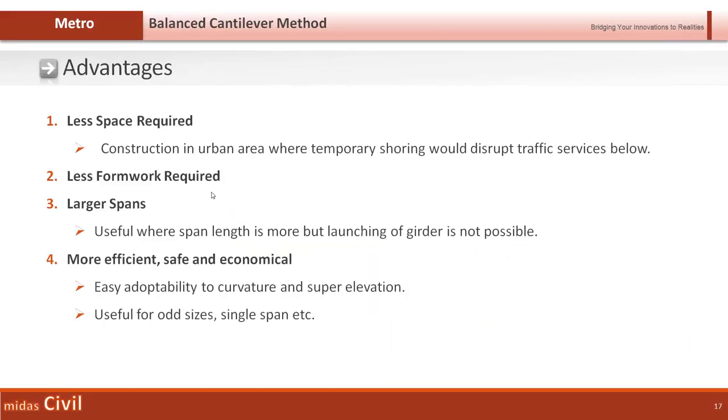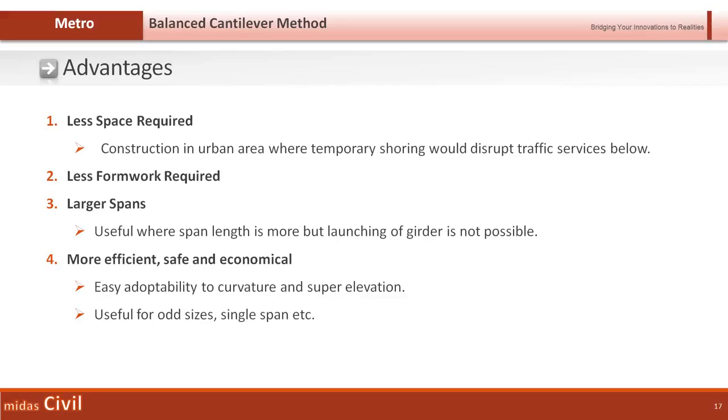So what are the advantages? The advantage is that far less space is required, because for construction in an urban area where temporary shoring or formwork could disrupt the traffic services below, you can go for balanced cantilever, because it doesn't require so much formwork, it doesn't require any formwork for the segments. Similarly, it is very useful for larger spans. If you have a very long span where the launching of girders is not adequate, you can go for balanced cantilever.